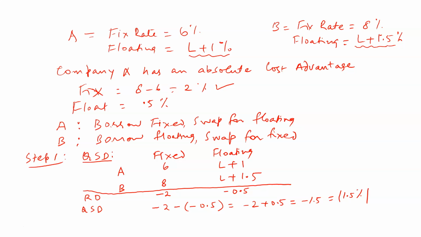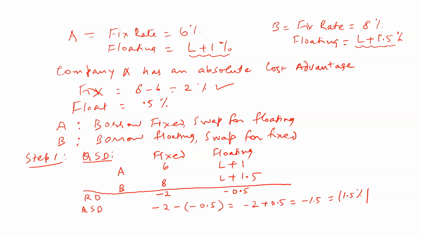Potential gain is available by swapping arrangement. This is surprising considering that company A already has an absolute cost advantage over company B in both markets, and they should be, on the face of it, not at all motivated to enter into a swapping arrangement with B at all. But as we can see, as the numbers are showing us, if company A and B come together and enter into a swapping arrangement, they can still make some more savings, and the joint savings would be to the tune of 1.5%.